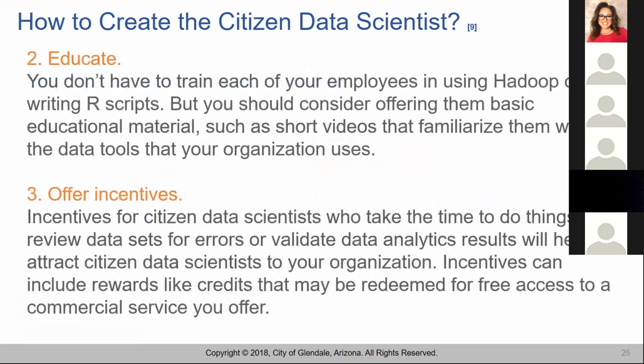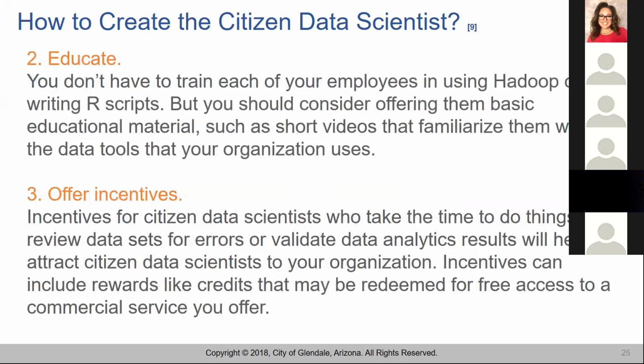You need to educate. Not everybody needs to know Hadoop and R, but there are opportunities for us to teach Tableau Desktop, Tableau Prep, Alteryx, Power BI. Again, we have people in our organization that use SSRS. You want to offer incentives. For people that find errors in the data, have some kind of award for that.